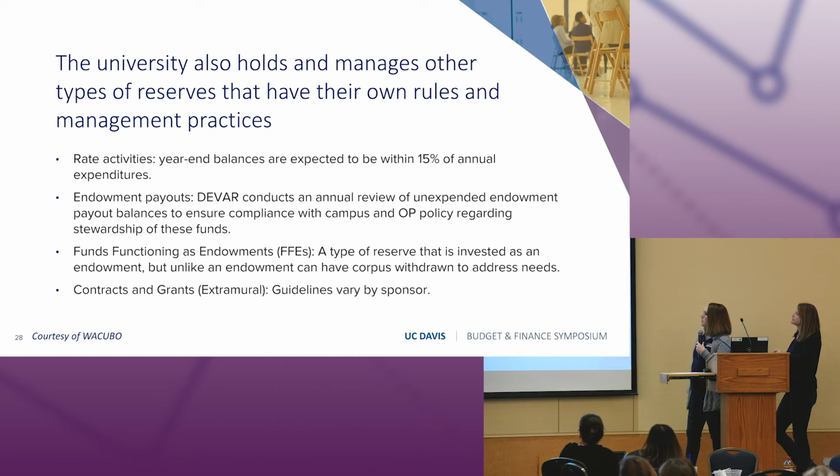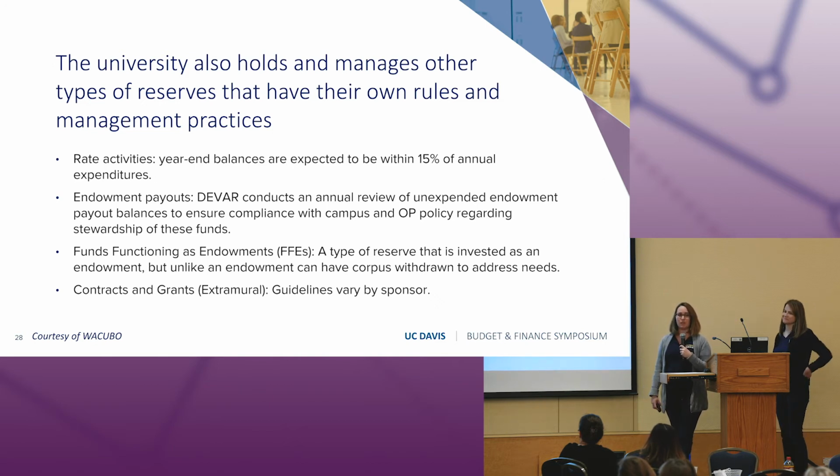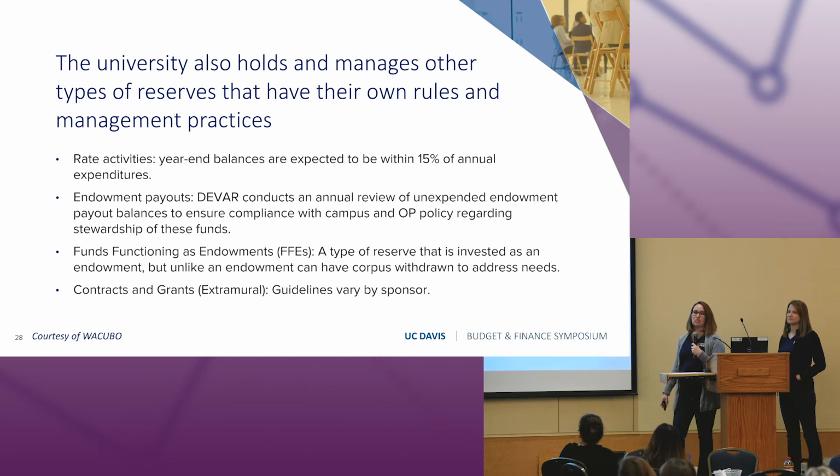Endowment payouts. DVAR conducts the annual review of the unexpended payouts. This is another thing. We're accountable to our donors. They gave you an endowment because they wanted you to have an income stream to spend. Sometimes we don't spend it. So we should try to spend it for the things they gave it to us for. So that's something that we look at from a development perspective. It's hard to say to donors, we need your money if we're not spending what they've already given us, right? So it is about making sure that we are doing what we're supposed to.